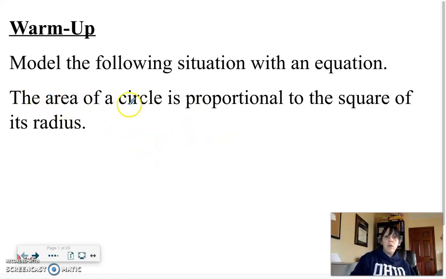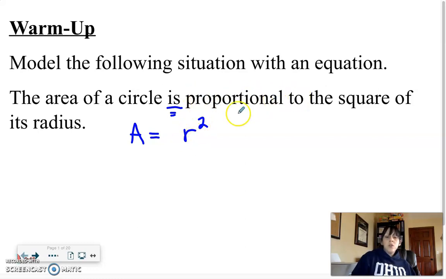And we know that when there's things that are defined in calculus, we usually pick a letter to represent them. So the area of a circle, usually we say the letter A would be equivalent to that. The word "is" in mathematics means equals. And then proportional to the square of its radius. So I'm going to say the radius would be r, and we're saying the square of that.